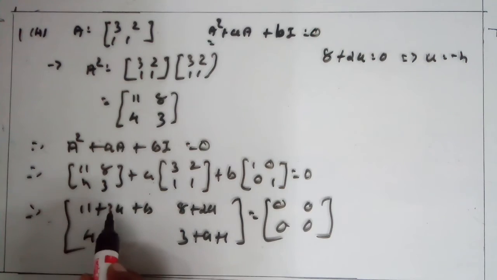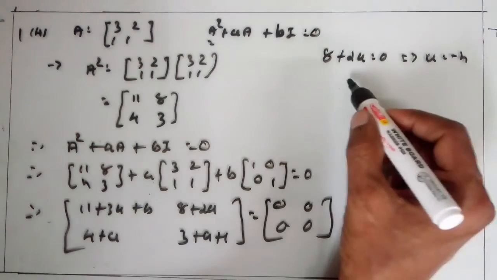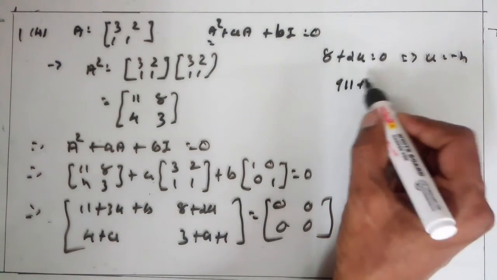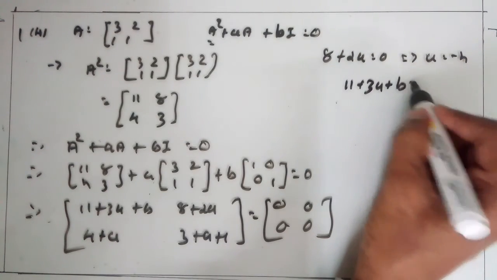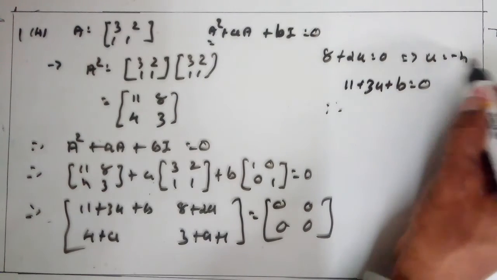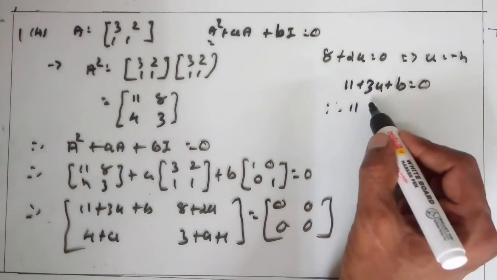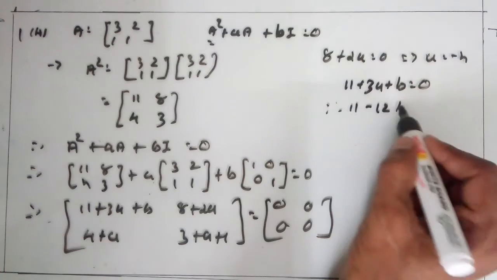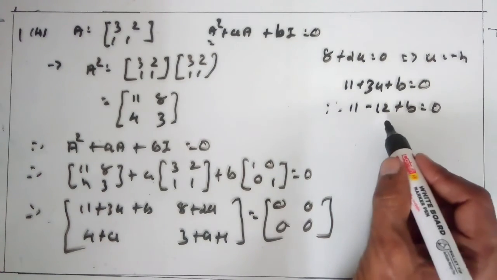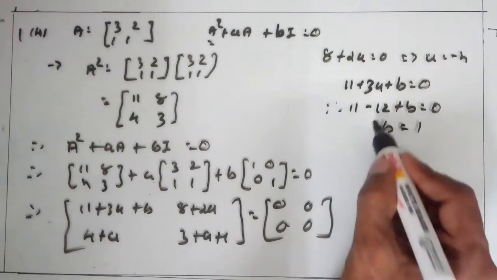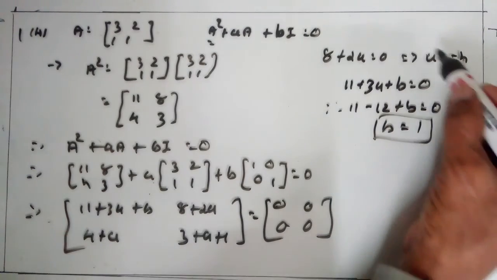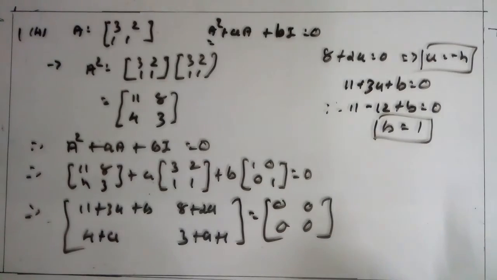Now 11 plus 3a plus b compare with 0. So 11 plus 3a plus b is equal to 0. Replace a by minus 4. So 11 minus 12 plus b equals 0. So take minus 1 to this side, so it becomes plus 1. So b is equal to 1 and a is equal to minus 4. Important question. Remember this, how to solve this. Clear?